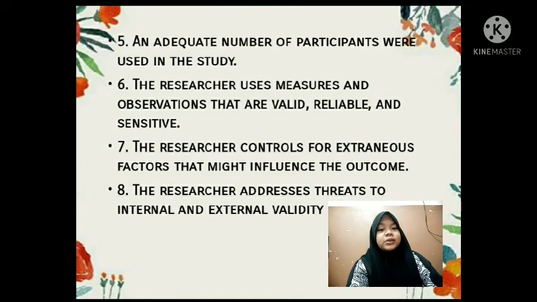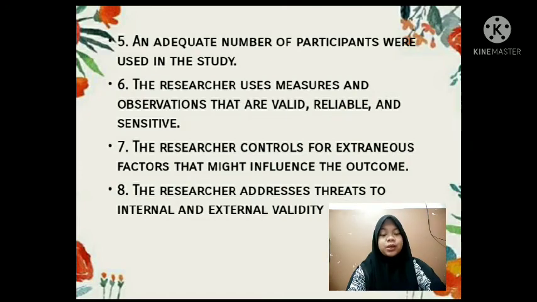Next one, the researcher controls for extraneous factors that might influence the outcome. So, kailangan kontrolado din ng mga researchers ang other factors na pwedeng maka-influence sa outcome ng research or experiment.